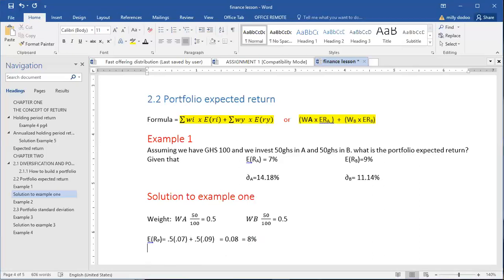Or somebody can say 0.5 multiplied by 7.